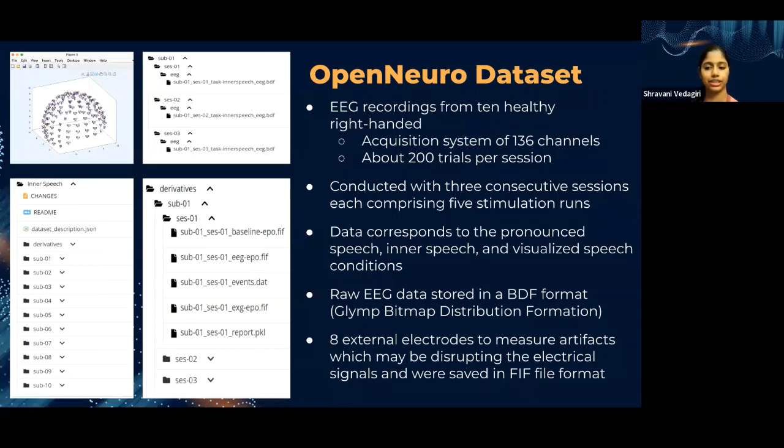The raw EEG data was stored in BDF format. There were also 8 external electrodes used to measure artifacts that were disrupting the electrical signals, and those were saved in FIF files.